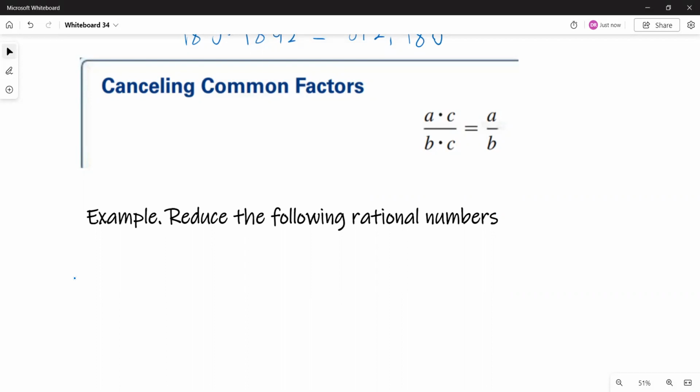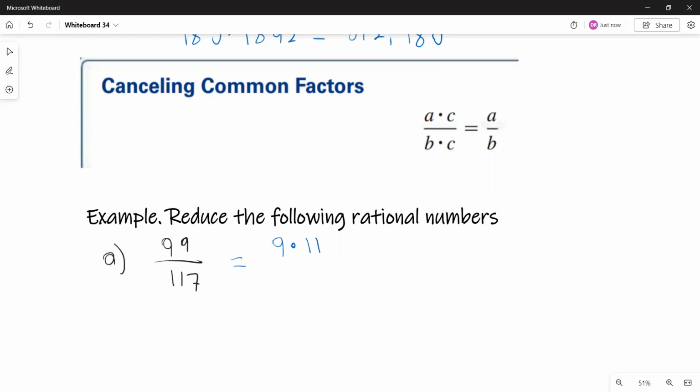Okay, let's start with 99 over 117. So we can reduce the rational number by canceling common factors. Both numbers are divisible by 9. We learned the divisibility rules. When the sum of the digits is a multiple of 9, the number is divisible by 9. So 9 plus 9 is 18.